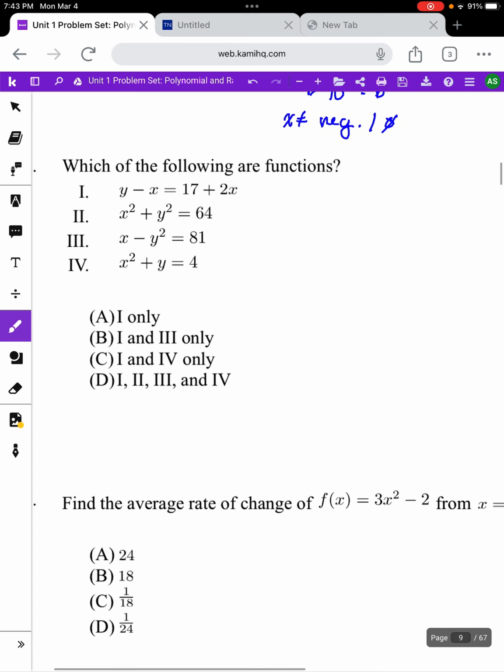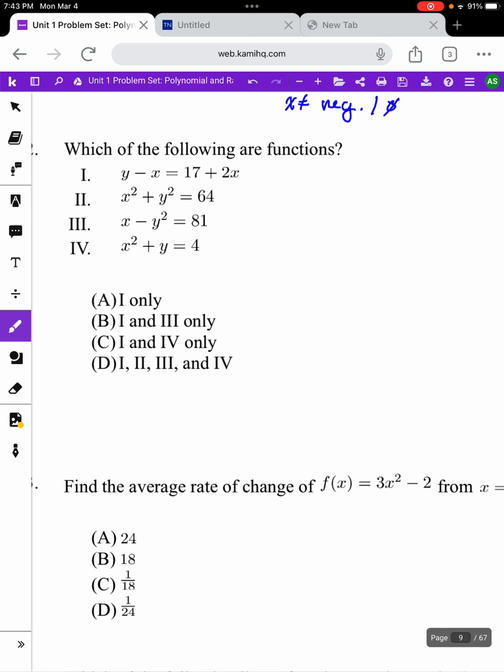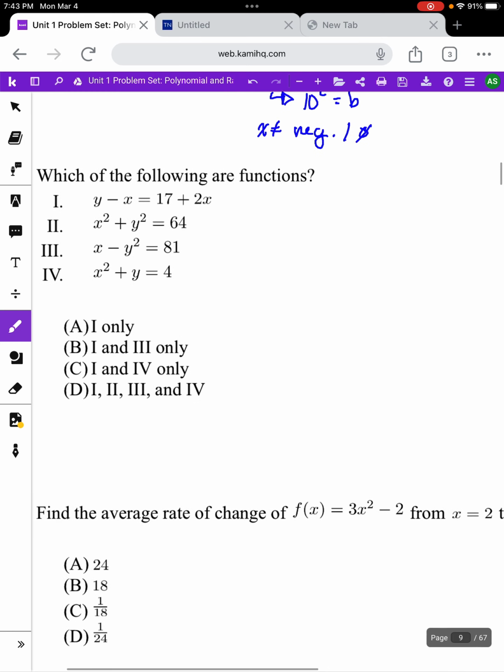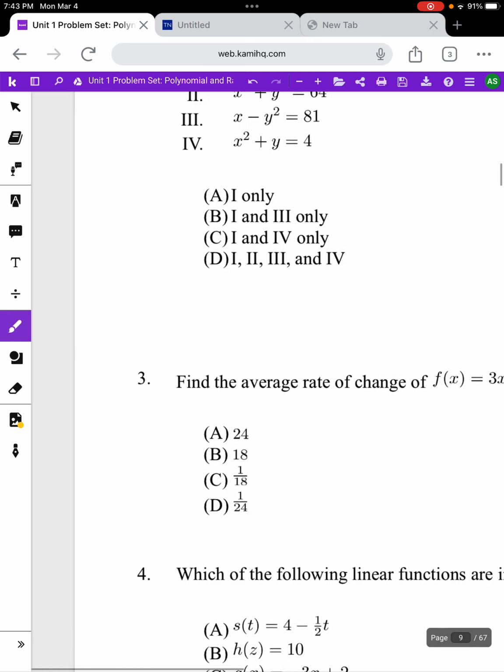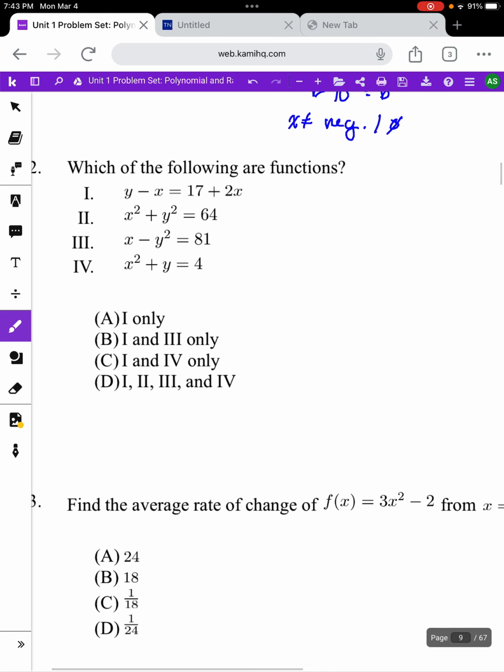Which of the following are functions? So functions are one-to-one relationships, right? 1x, 1y. So what we really want to look at is the powers, all right? If I look here, I could rewrite this and get y equals 17 plus 3x. That's fine. That's a linear function. Totally a function. If I rewrite this guy, I get y equals negative x squared plus 4. Sure, that's just a quadratic function.